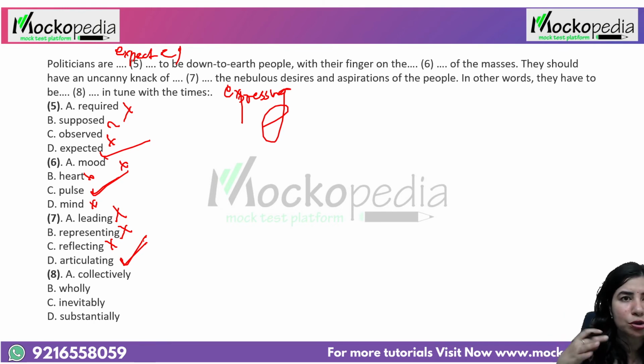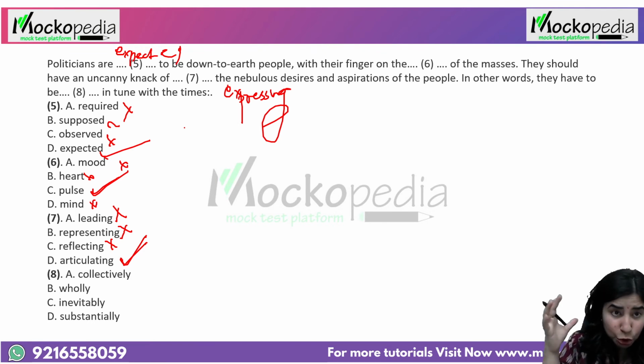You are able to twist and recreate and present as per the need of the people, right? In other words, they have to be dash in tune with the times. So, in tune with the times ka kya matlab hoga? They should know what is the inside outside story, right?